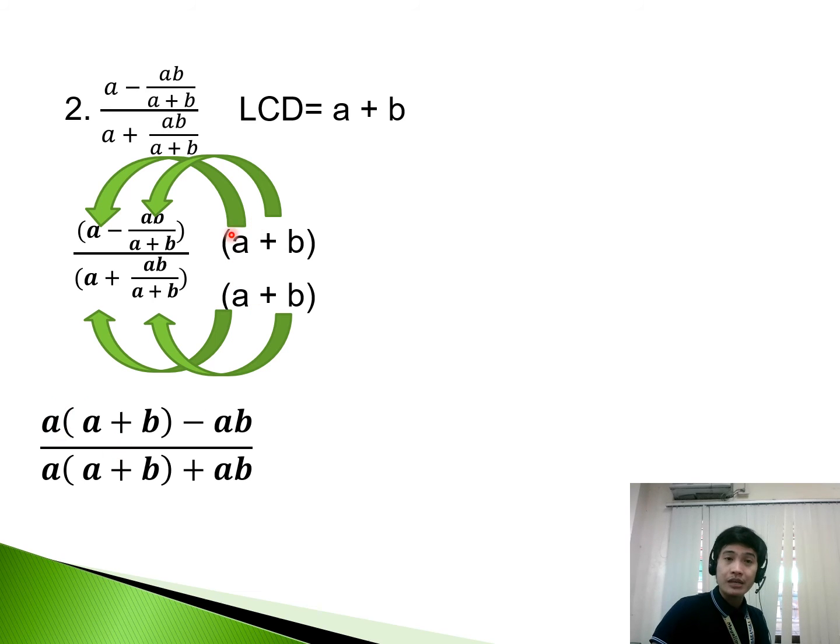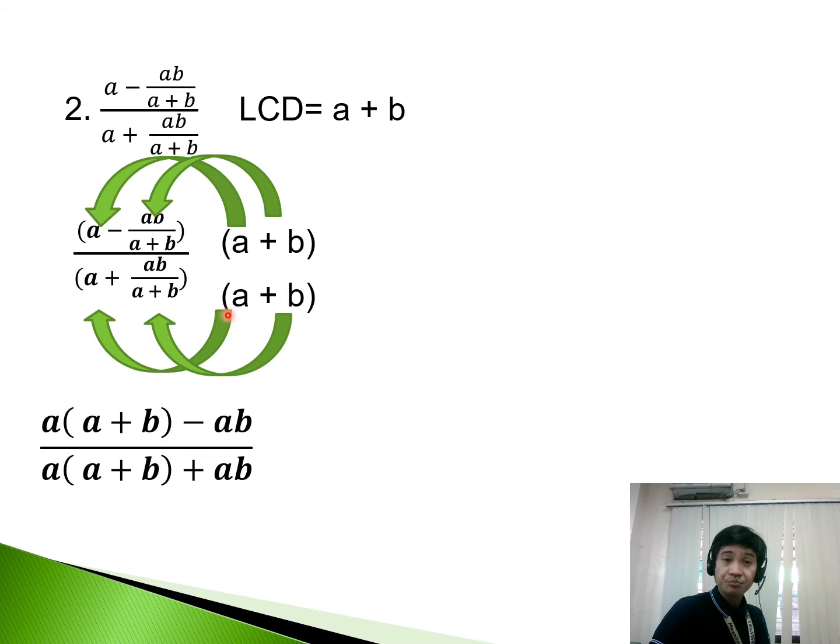I-detalye natin papaano tayo nagkaroon ng sagot na ganito. So si a plus b, itong buong term na ito, pagka minultiply natin yan kay a, that is simply a quantity a plus b. Over 1 lang yan eh. So definitely, ito lang din ang lalabas. Diba? Next, si ab over a plus b, nung ating minultiply kay a plus b, makakancel po yung a plus b. Kasi magiging ab quantity a plus b over a plus b. Pag na-cancel yung a plus b, ab na lang, kaya naging minus ab ito.